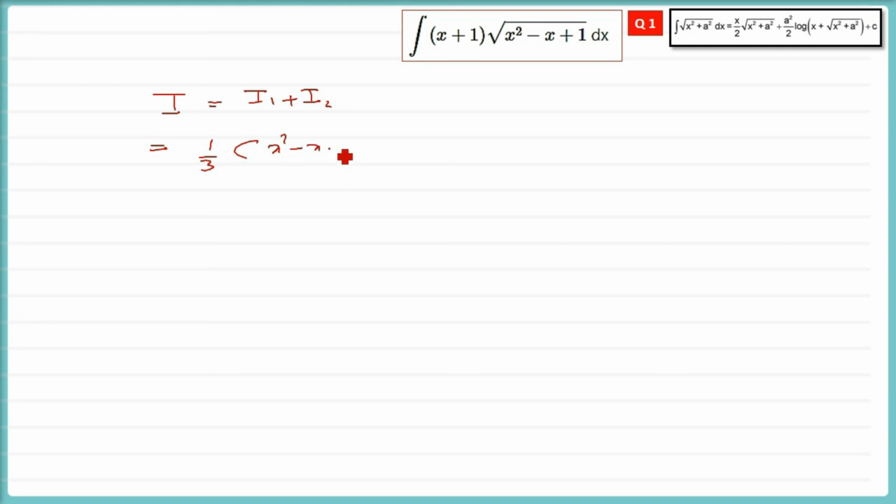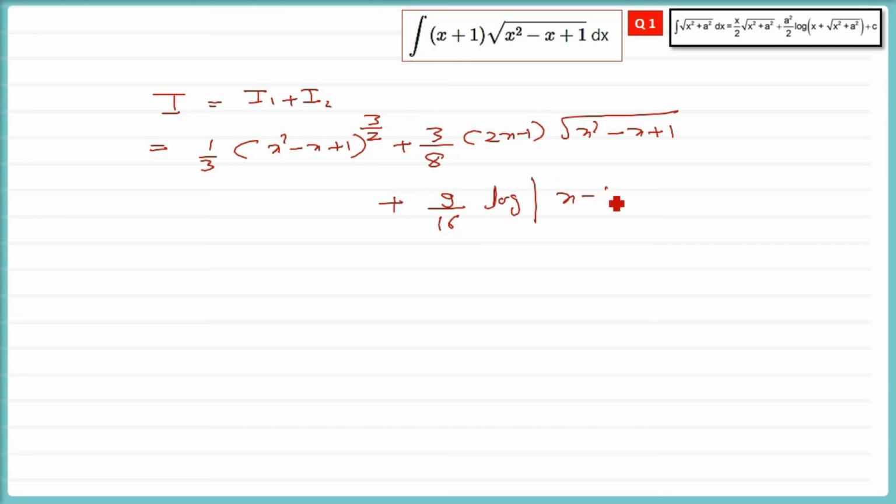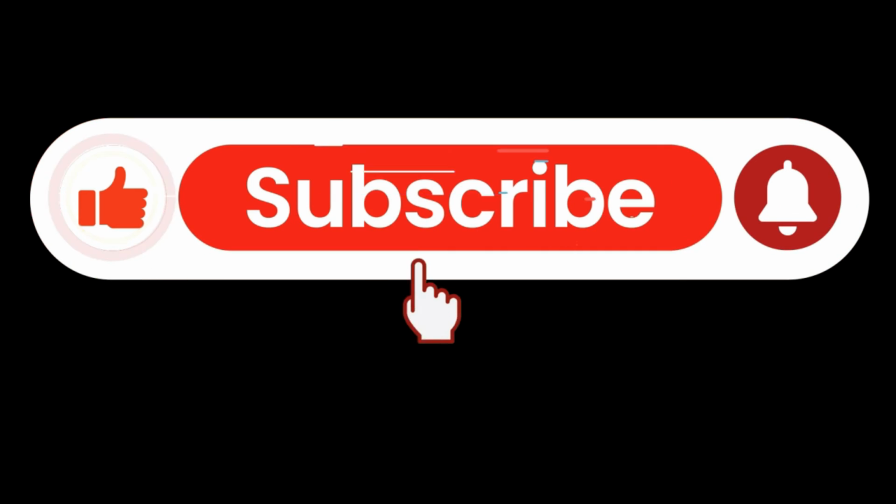So 1 by 3 x square minus x plus 1 to the power 3 by 2. This is our I1. Now coming to I2, 3 by 8, 2x minus 1, under root x square minus x plus 1. What is the third term? 9 by 16 log modulus of x minus half plus under root x square minus x plus 1, plus constant of integration. This is your final result.